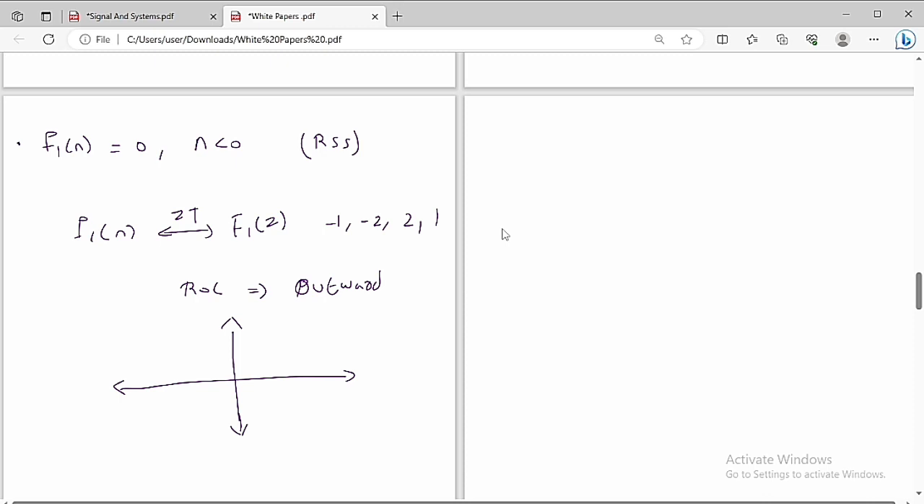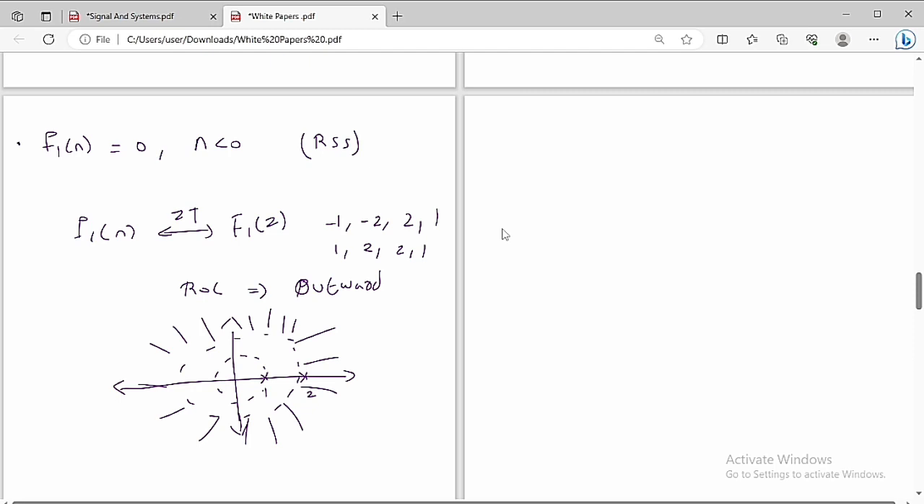So magnitudes are nothing but 1, 2, 2 and 1. So draw the poles here. So this is a 1 and this is a 2. So now draw these two circles. So these are 2 circles, right? Out of this is the ROC. So this is the ROC. So like this ROC you are going to get.